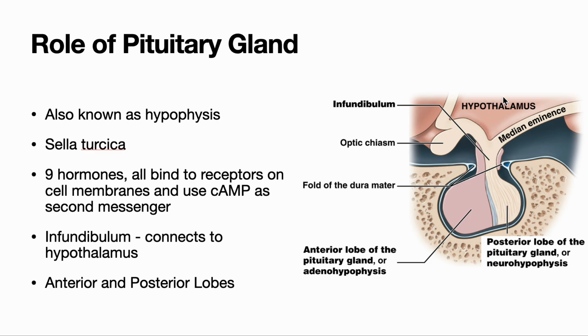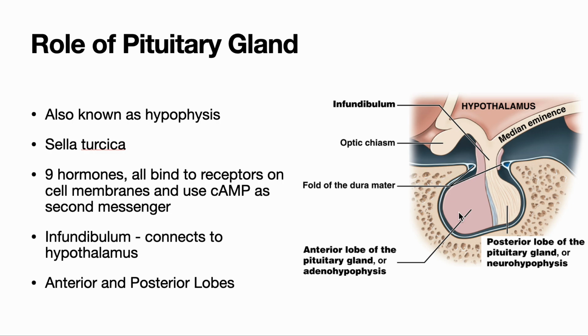So here's our hypothalamus up here at the top, and then here's our pituitary gland. There's the anterior lobe and the posterior lobe. And again, the hypothalamus is going to be controlling both of these lobes. Now, the number of hormones from the pituitary gland is 9, 7 of them from the anterior lobe and 2 of them associated with the posterior lobe.